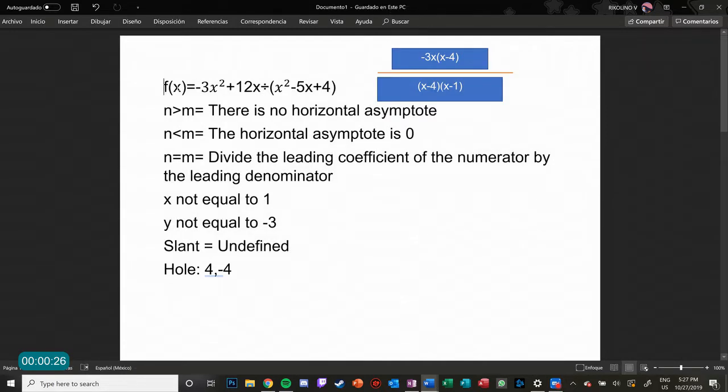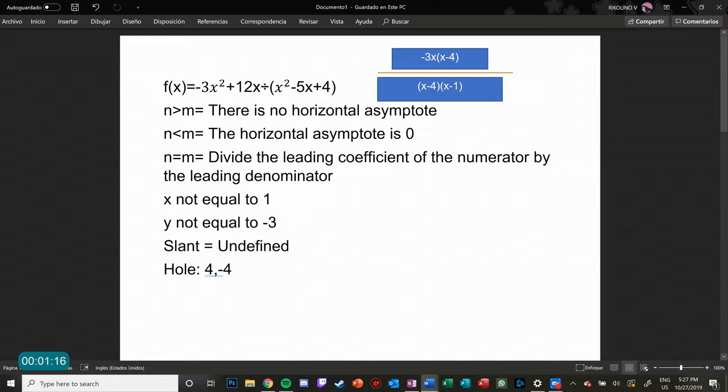In the third problem, we have minus 3x squared plus 12x divided by x squared minus 5x plus 4. Firstly, we have to get the asymptotes. To get the horizontal asymptote, you have to factorize the numerator and the denominator, and then cancel the common factors, so the x minus 4 and the other x minus 4 will be cancelled. Now you have to divide minus 3x by x minus 1, so the horizontal asymptote will be minus 3.